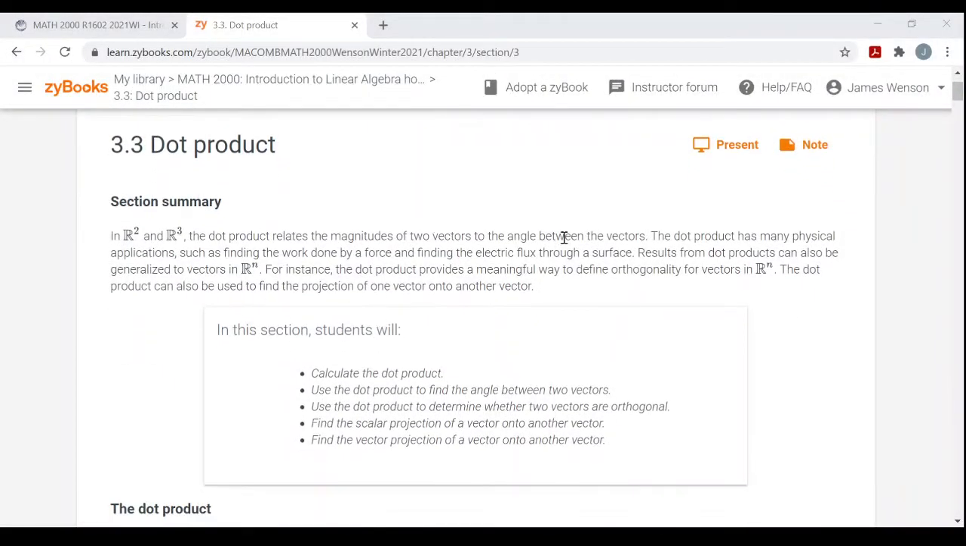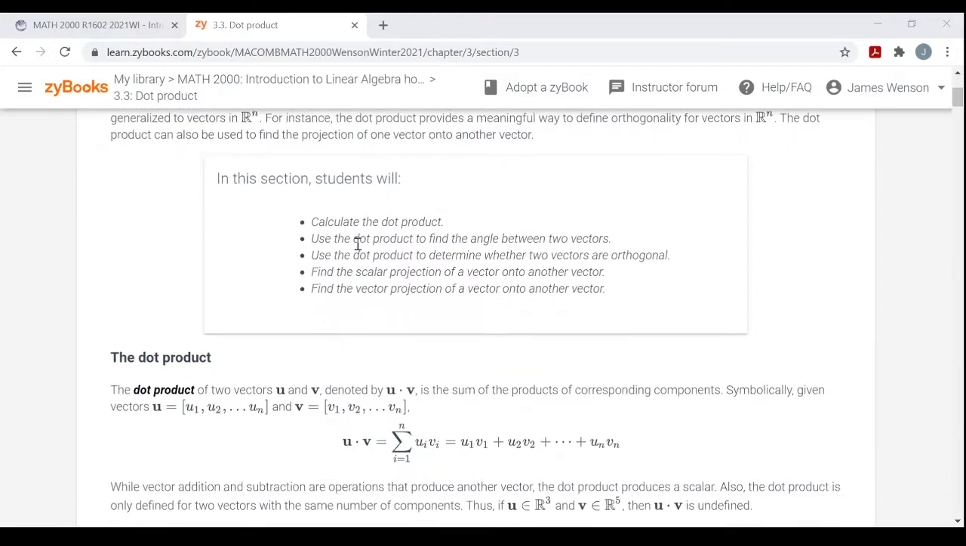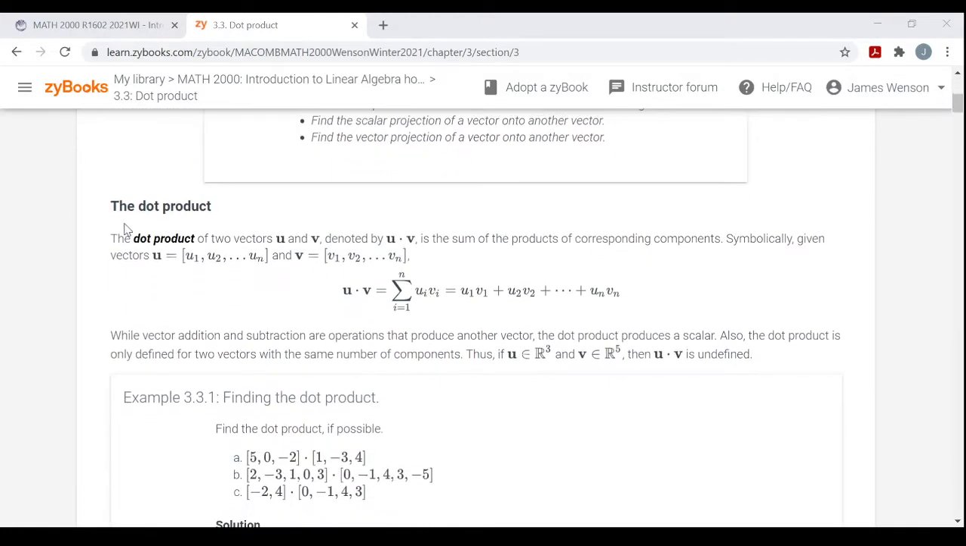Alright, so I'll leave the summary for you to read. You got the 5 objectives here. Let's just start with the dot product. The dot product of two vectors u and v, denoted by u dot v. So I might just say dot a lot.